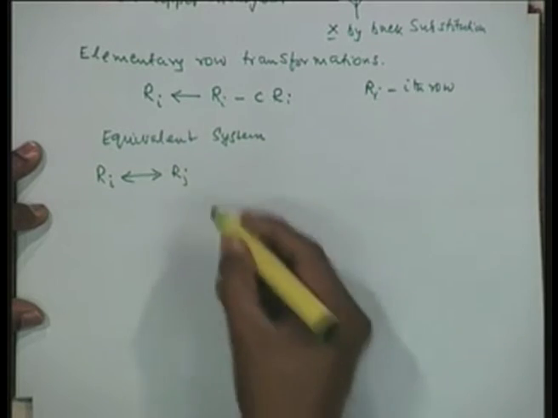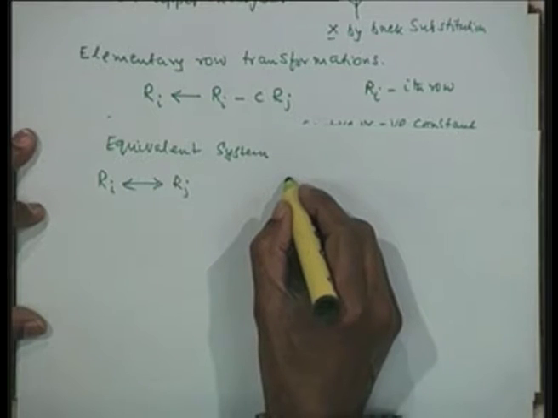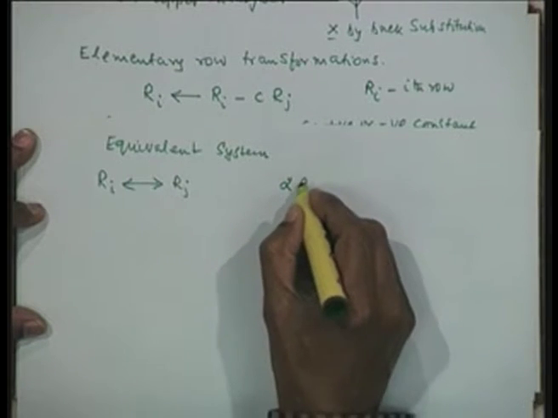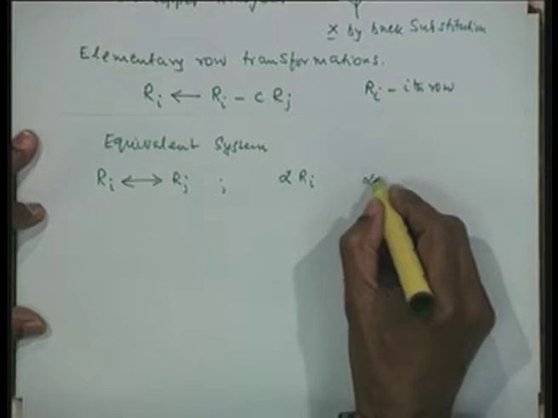Another elementary transformation is that you can multiply any row by alpha, where alpha is a constant.